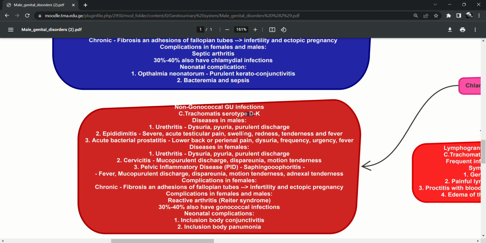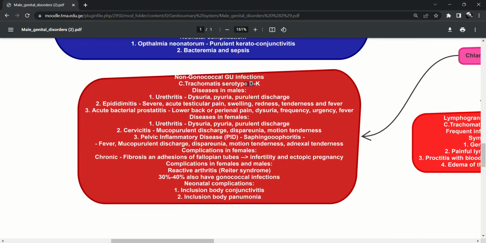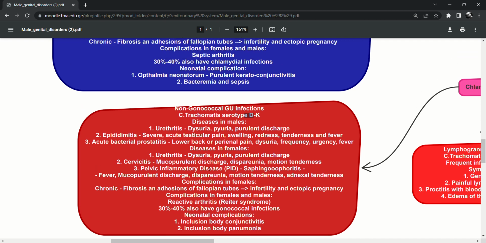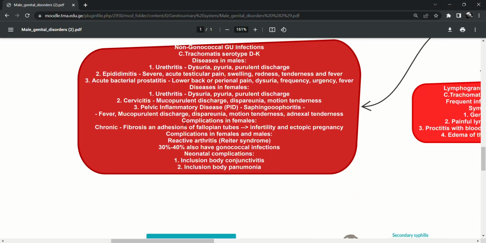And diseases in males include, they have exactly the same symptomatic characteristics as the gonorrheal. There's nothing you can differentiate them from. The only difference in case of the chlamydial infection is that, as you remember, there's septic arthritis in gonorrhea, but in case of chlamydia, there's reactive arthritis, also known as Reiter syndrome.